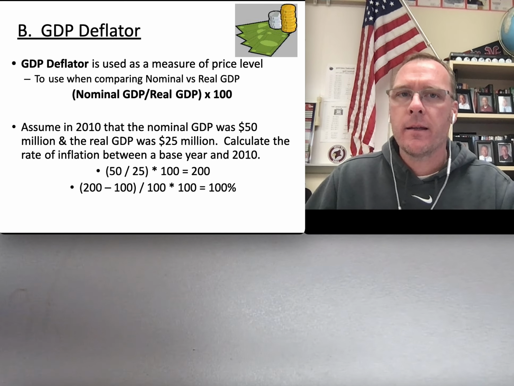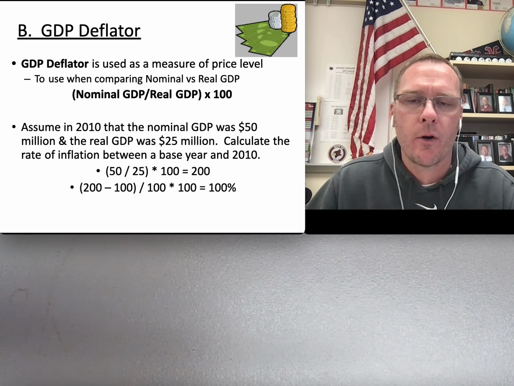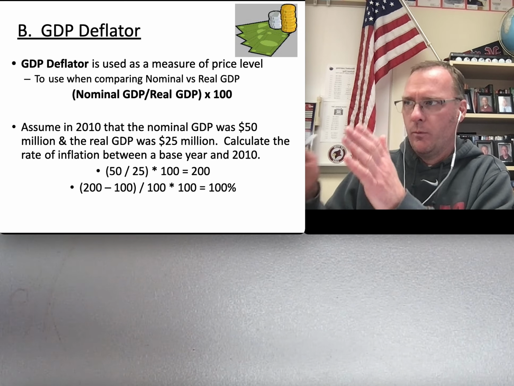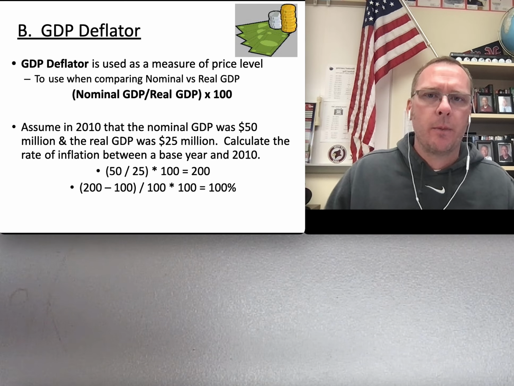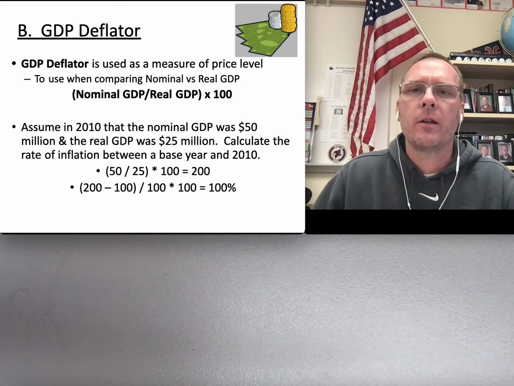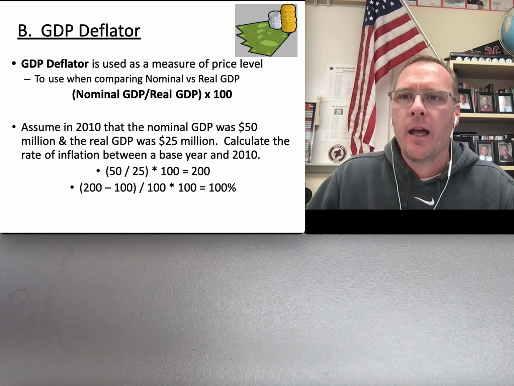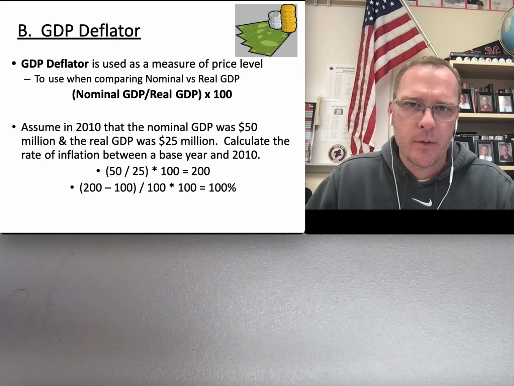Now, the last way to do this is to have a GDP deflator. Okay, that's the third way. So if we're looking at inflation, one measure is the CPI, the other one was the PPI. Now you have this GDP deflator calculation. Okay, we can use that too. The GDP deflator is simply taking the nominal GDP divided by the real GDP times 100.